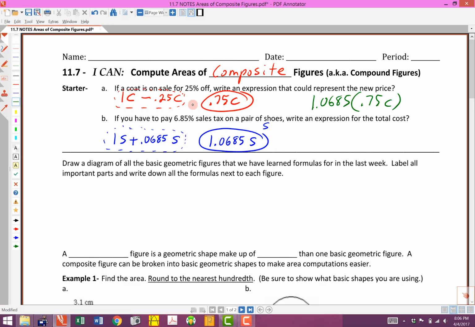If it is, stop and think about that for a minute, about why this would be a good way to represent the total price. We're only going to pay 75%, but then we're going to pay 100% of that plus a little bit of tax. So kind of keep that in mind. You might see a problem like that in the future, and it would be good to be able to handle that.